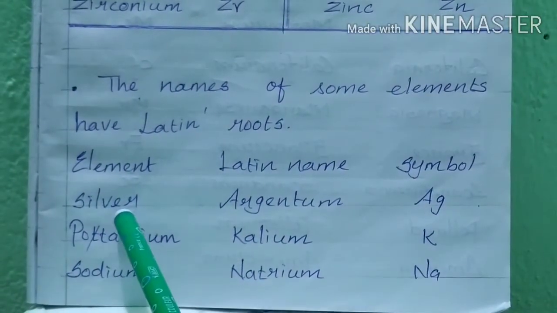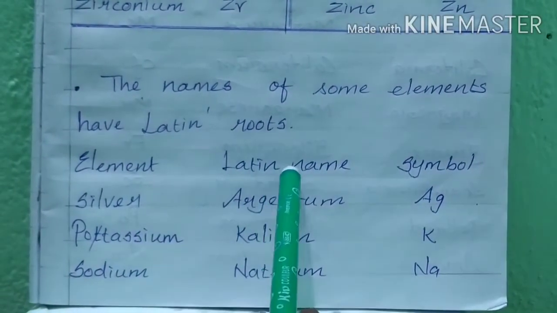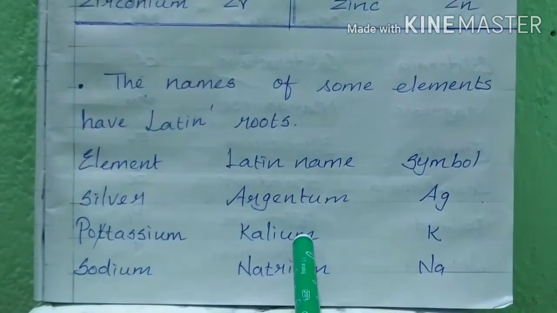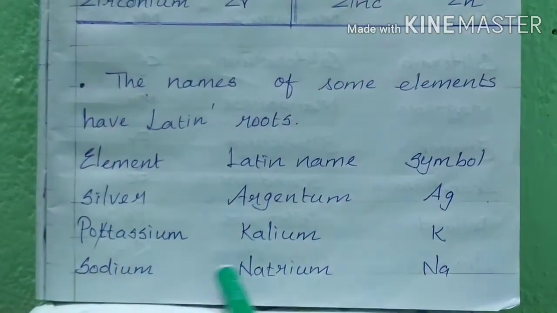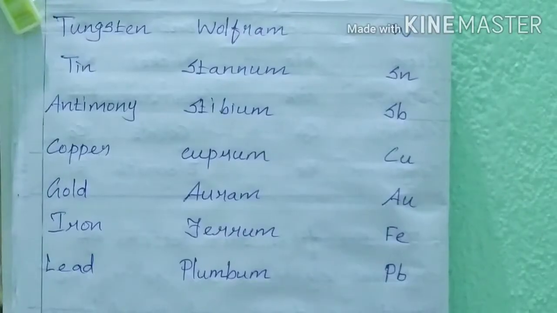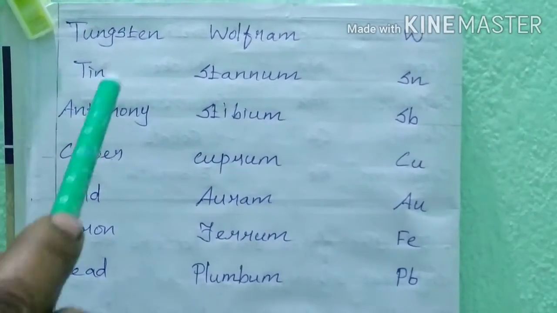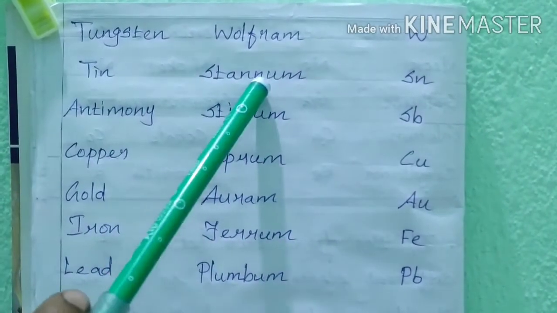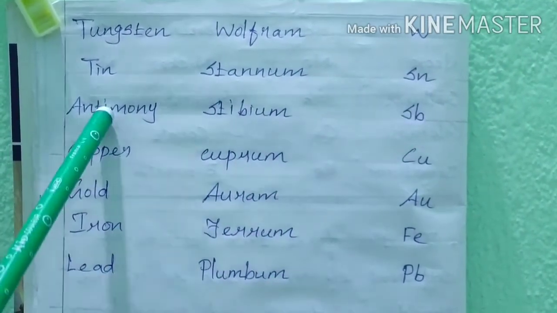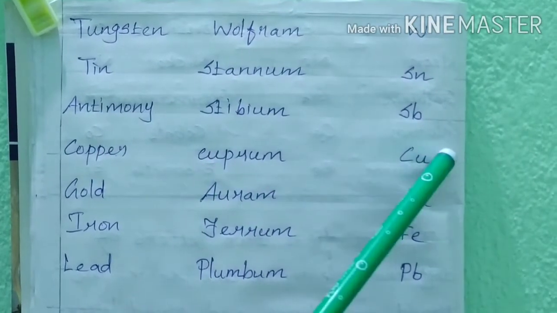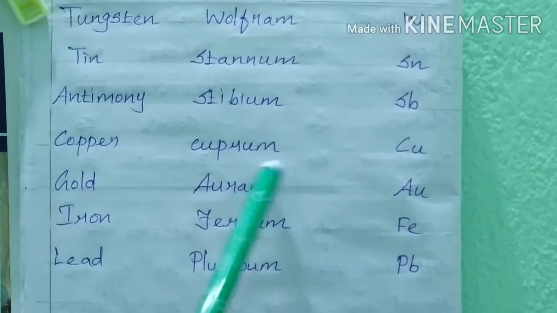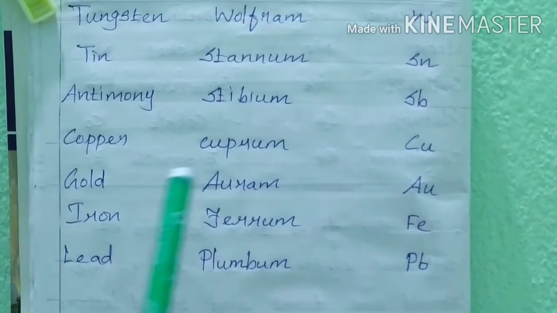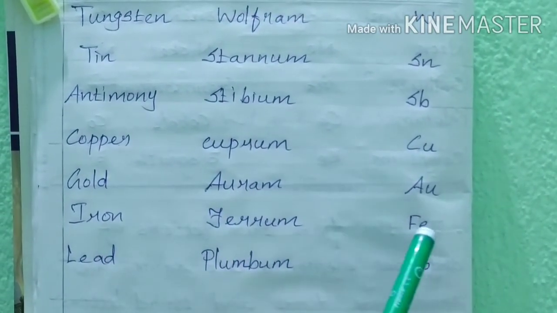Silver. The Latin name of silver is argentum and its symbol is Ag. Potassium, kalium, K. Sodium, natrium, Na. Tungsten, wolfram, W. Tin, stannum, Sn. Antimony, stibium, Sb. Copper, cuprum, Cu. Gold, aurum, Au. Iron, ferrum, Fe.